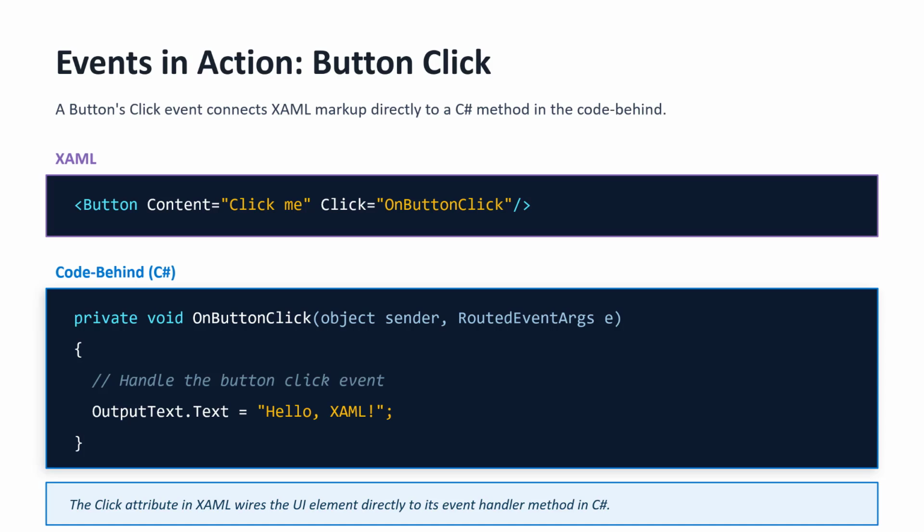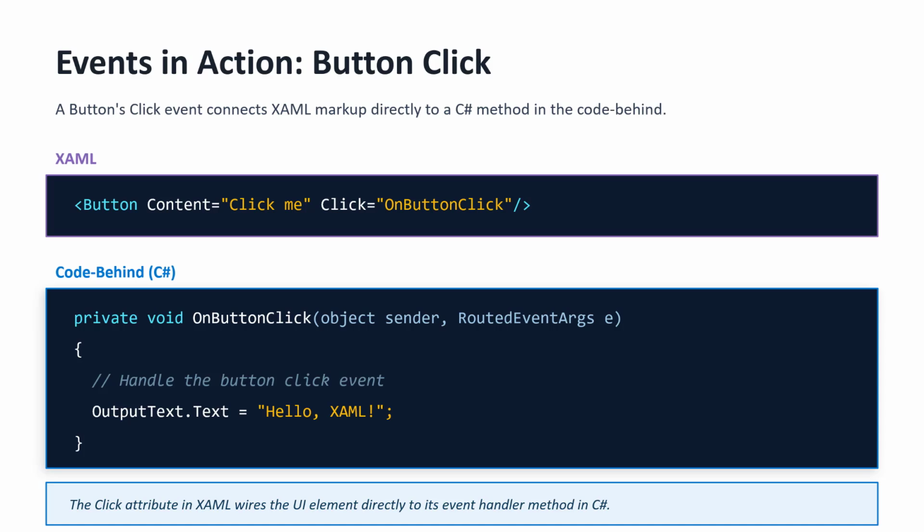You would need to pass that, but I just want to point that out in this example because that's a common question. So in our C# code, we can see onButtonClick as a method. It has two parameters: object sender, which tells you which control raised the event, and that's sent automatically, and routed event args e, which carries additional information about the event itself, again sent automatically. Inside the method, you write whatever logic should run in response to the click.